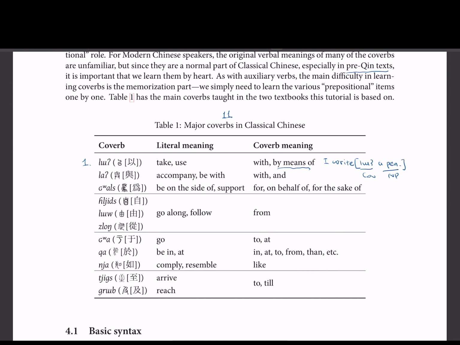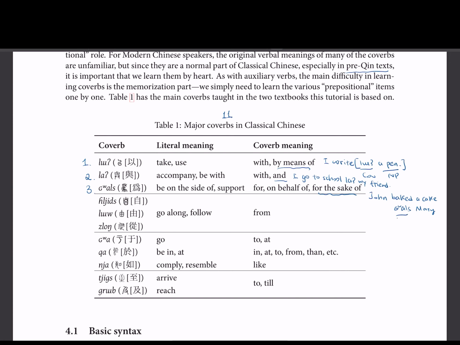The second coverb is la, which literally means accompany or be with, and as a coverb means with or and. So, for instance, I go to school with my friend would be something like, I go to school la my friend. That's how we use la. The third coverb is guals, which as a verb means be on the side of or support, and as a coverb means for, on behalf of, or for the sake of. It is used in sentences like, John baked a cake for Mary. That would be, John baked a cake, guals, Mary.